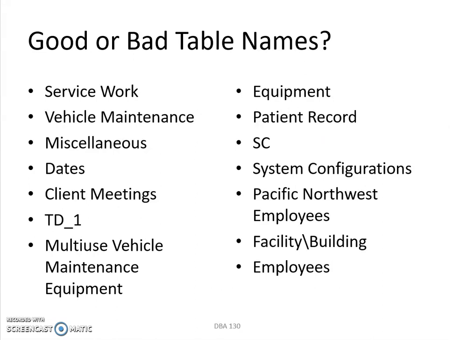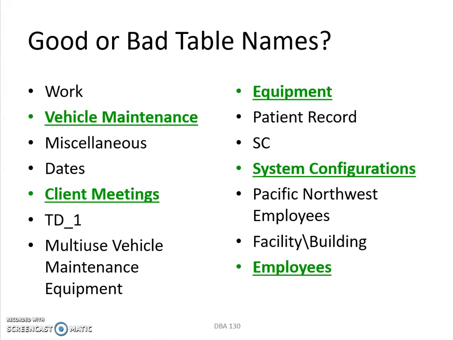So are these good or bad table names? Take a look. So I've underlined the ones that I think are pretty good. What's wrong with work? What does it mean? It's ambiguous. Miscellaneous is ambiguous. Meaning, ambiguous means it's unclear what it means. Dates, same thing, ambiguous. What kind of date?